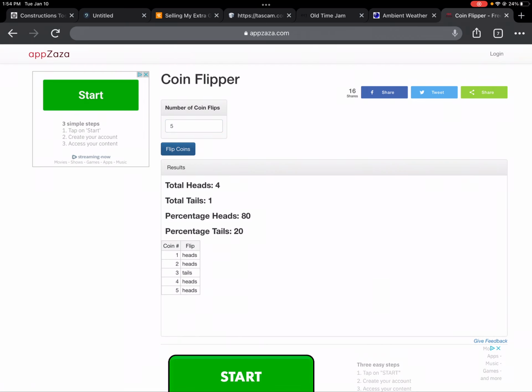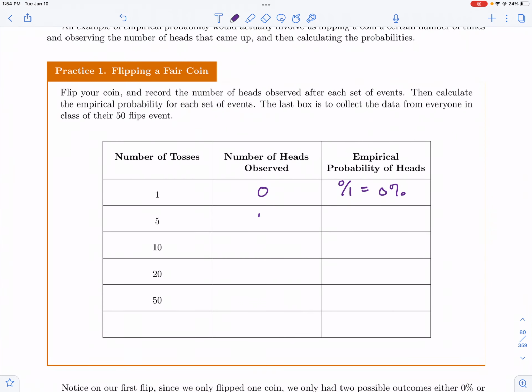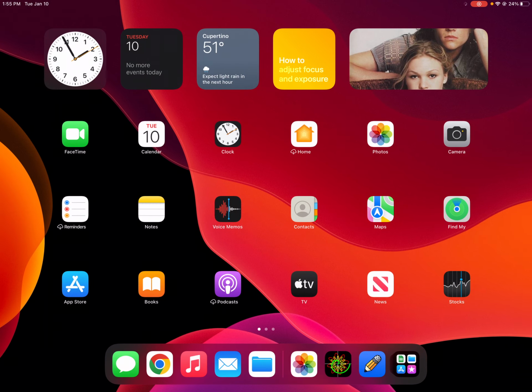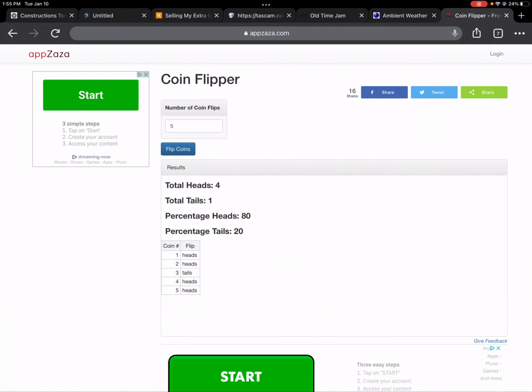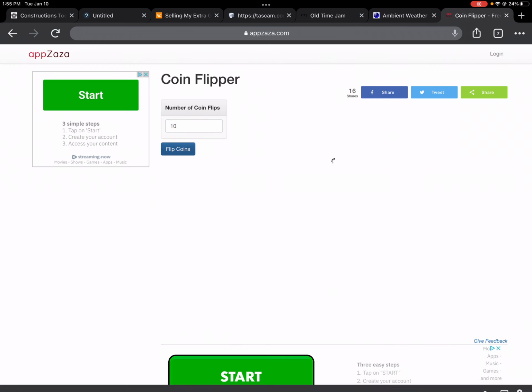And in this case, that's kind of weird. I got 4 heads and 1 tail, which can happen. That's totally fine. So here I'm going to get 4 out of 5, which gave me my 80%. Again, a far cry from the 50 that we were hoping for. So let's jump up again. Let's try 10. So if I flip 10.